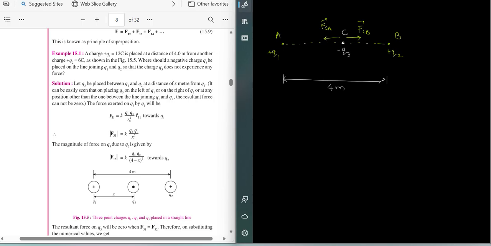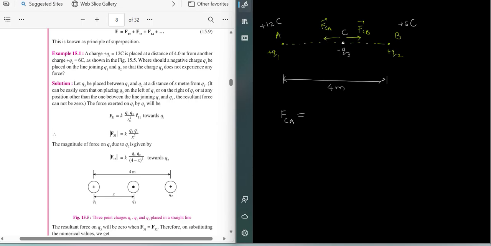Okay, the charges: Q1 is plus 12 Coulomb, and charge 2 is plus 6 Coulomb. Charge 3, Q3, is not mentioned, if you see. So let's find the formula. Force on charge 3, or let us say here we have mentioned C. So let's find the force on C due to A.